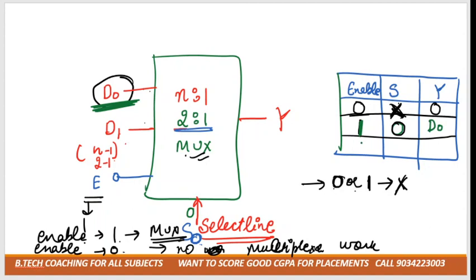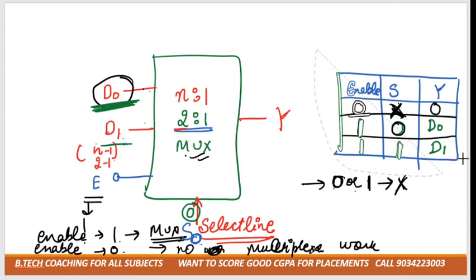Again, when enable pin is 1 and select pin is 1, there is only one select pin, so either it can be 0 or it can be 1. In that case, if I select 1, then the second input, D1, is the output. Clear this thing? So this is basically the truth table of the 2 to 1 multiplexer.